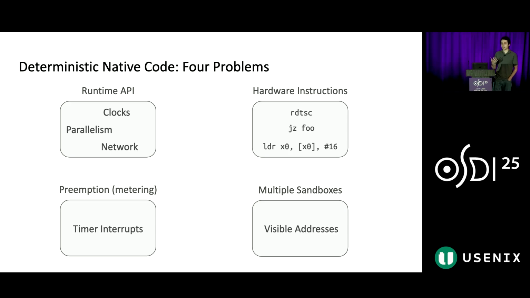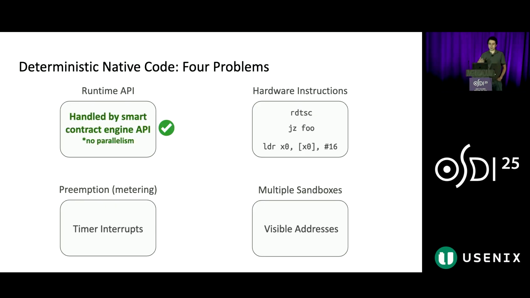When you take an existing program, if you have a program that expects a Linux API, it's going to have all sorts of non-deterministic things in the API, like clocks, parallelism, the ability to spawn multiple threads, maybe make network calls. And so lucky for us, this first problem is sort of, we're going to cop out, and the programs we're trying to run are already built for smart contract engines. And so there's already a deterministic API that's enforced, and we're not going to worry about this. We're going to assume that the runtime provides a deterministic set of functions that's not like a Linux syscall API. And one thing to note here is that there's no parallelism, so no ability to spawn multiple threads.